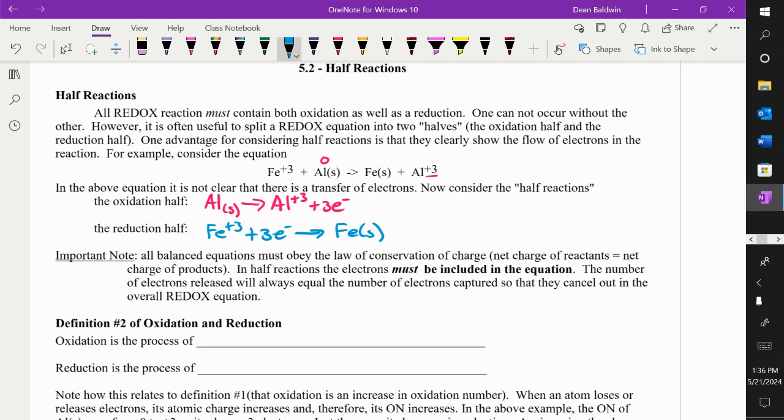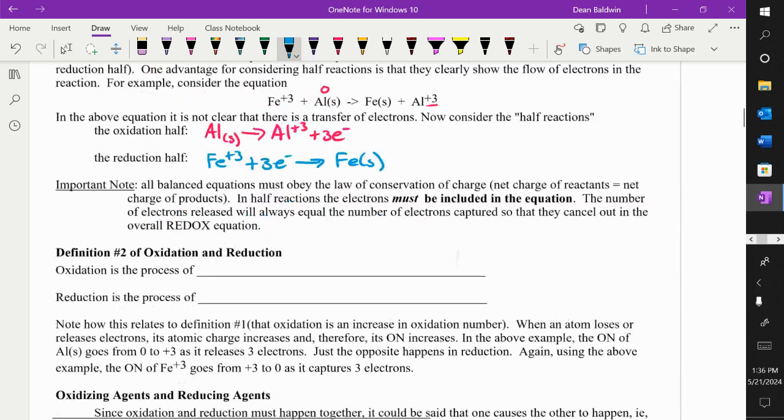When you're writing the half reactions for redox reactions, you have to include the electrons because the overall charge has to remain the same. It's not just about balancing atoms anymore. We have to balance charges as well.